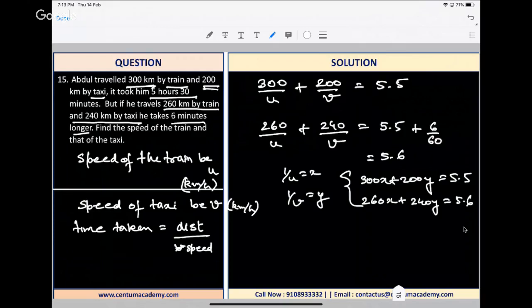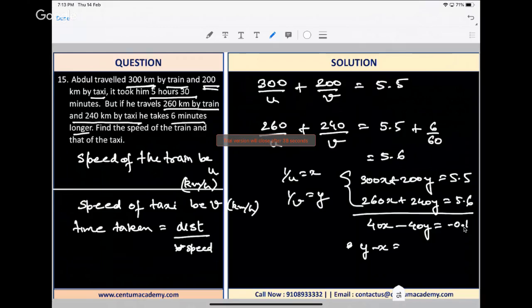Okay, so now what you can do is you can simplify and then use substitution also. So if you subtract these two equations together, you will get a very simple relation. So subtract these two. So you'll get 40x minus 40y is equal to negative 0.1. So you can write y minus x is equal to 0.1 by 40. I reverse the order of x and y so that I can eliminate the negative sign from the right hand side, right? So hence you will get y minus x is equal to 1 by 400.